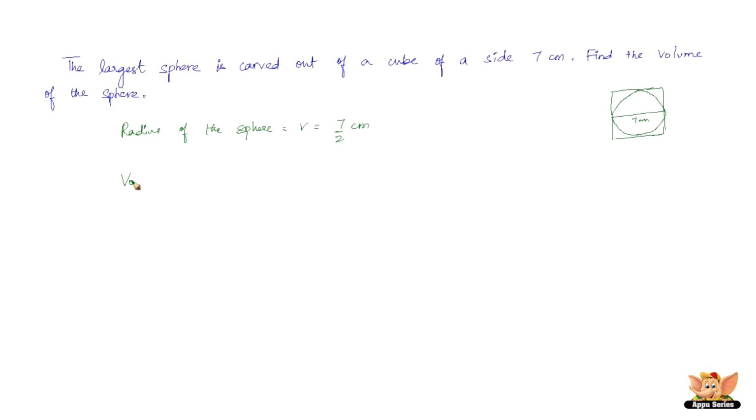So hence, volume of the sphere is equal to 4 by 3 pi r cube. So all we need to do is just substitute the values: 4 by 3 into 22 by 7 into r cube, which is 7 by 2 whole cube. Now on solving this, we have 179.66 centimeter cube. So therefore, the volume of the sphere that is carved out of a cube of side 7 centimeters is 179.66 centimeters cube. This ends this video of 2 questions.